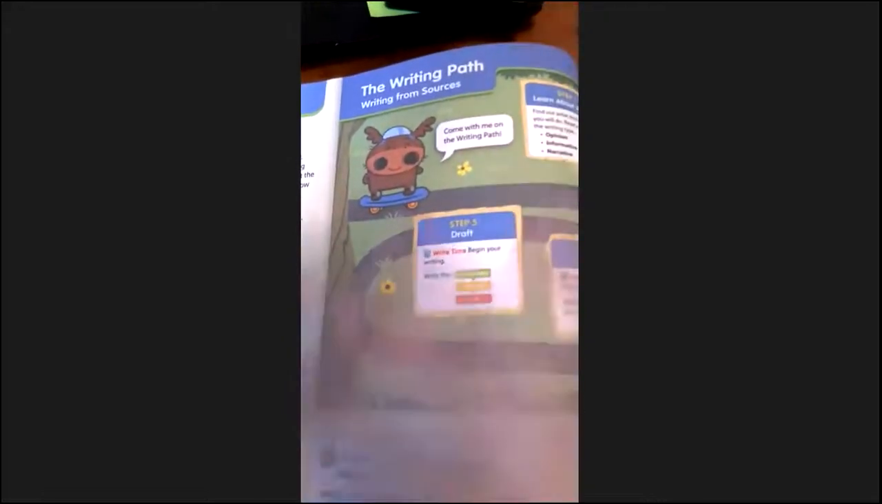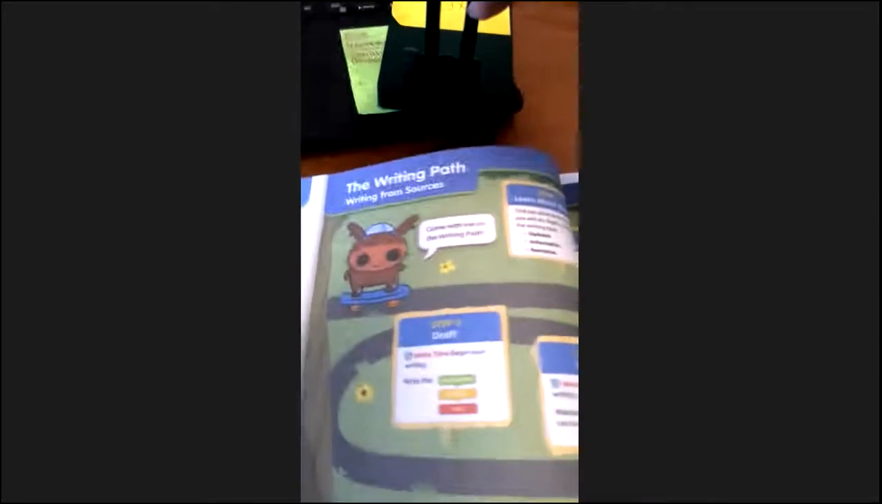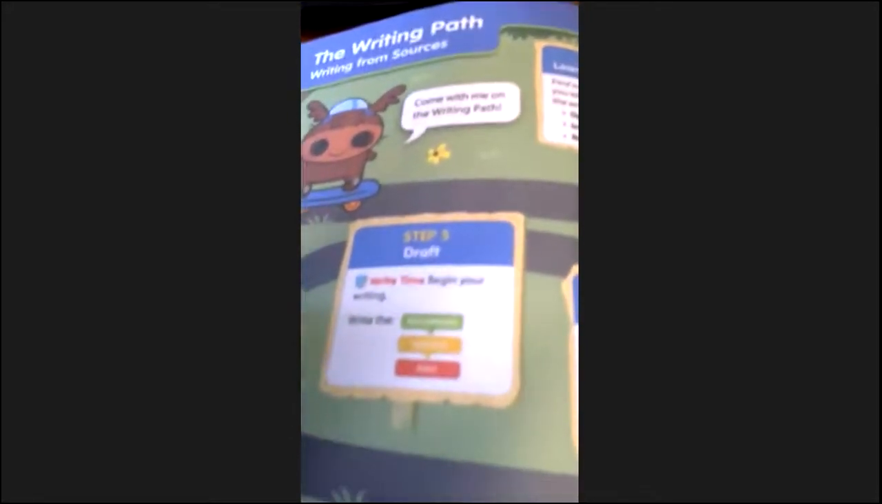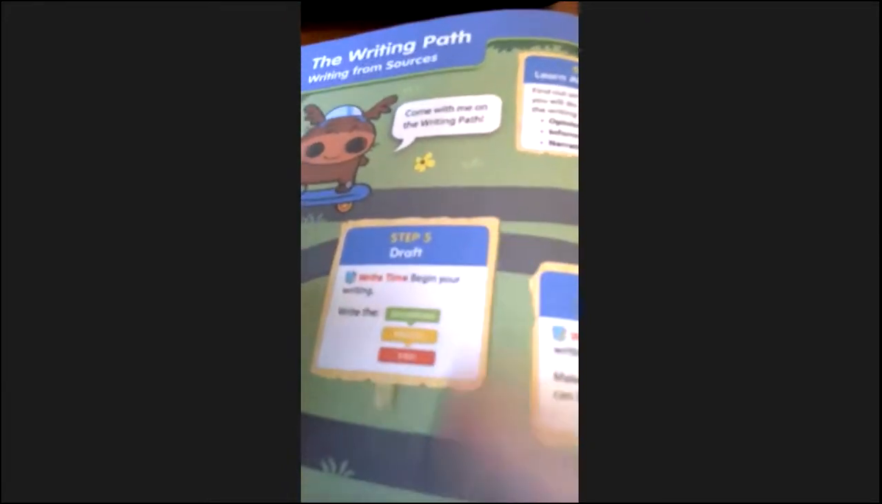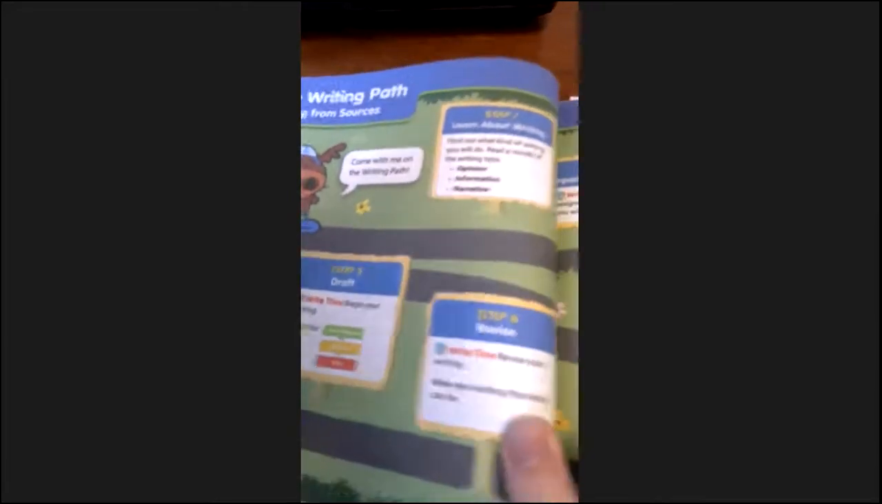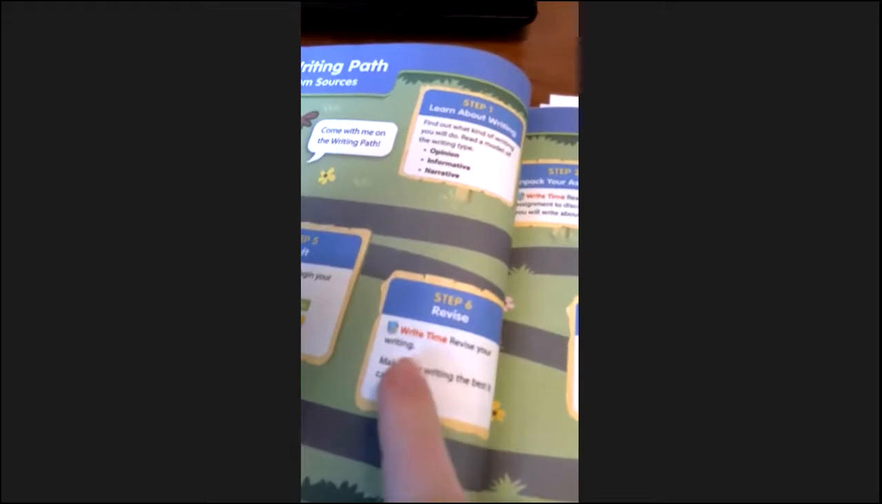And here we are. Okay, so we're on page 8 to 9. We are on our writing path. There's Herschel. Say hi, Herschel. And he's boarded all through steps 1 through 4. We've been working on step 5, our draft. And we did our beginning, our middle, and our end. We have them all in one place. So now we can move on to step 6, revise.